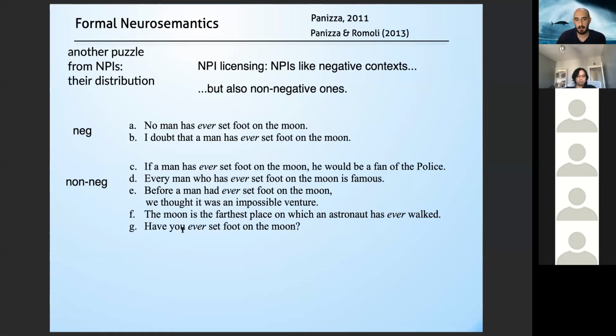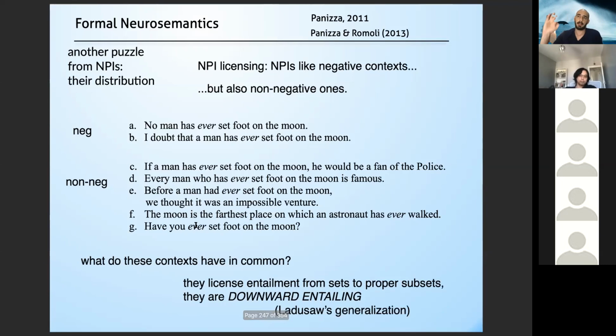Comparatives. Have you ever set foot on the moon? Question. Okay, so there's no negation in any of these contexts. Well, maybe you might say that "before" has a sort of covert negation, but certainly not "every" or "if", and definitely, it's not clear how questions have a negation, right? So what do these contexts have in common? Okay, except questions, which are a little bit tricky.